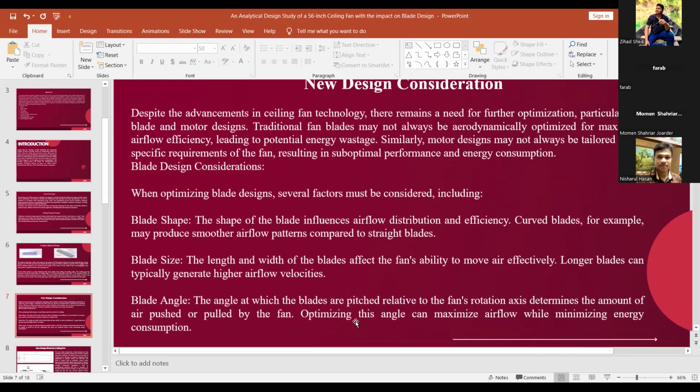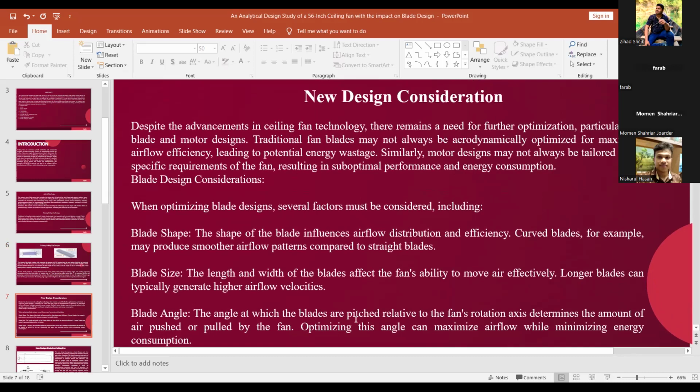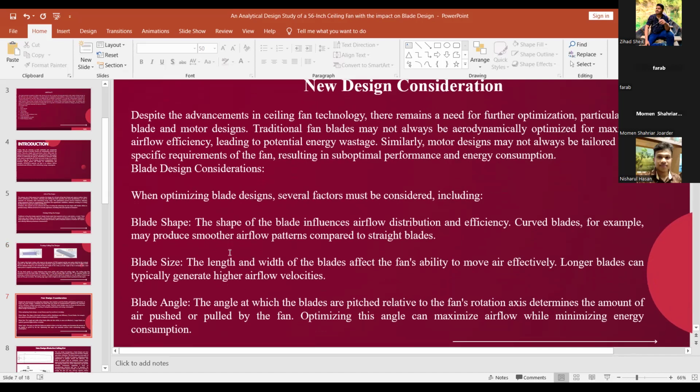So for the new design on the blade, what are the things that we need to consider? We are not focusing on the motor design or something like that. We are only focusing on the blade shape, the blade design here. When optimizing the blade design overall, several factors must be considered. One is blade shape. The blade shape influences the airflow distribution and the efficiency. Curved blades, for example, may produce a smoother airflow pattern compared to straight blades.